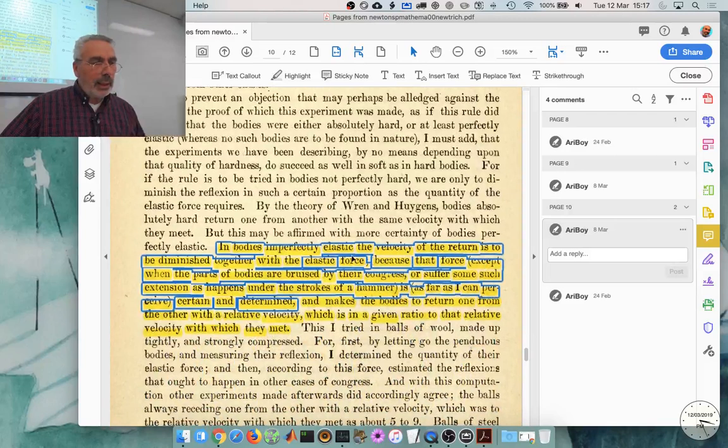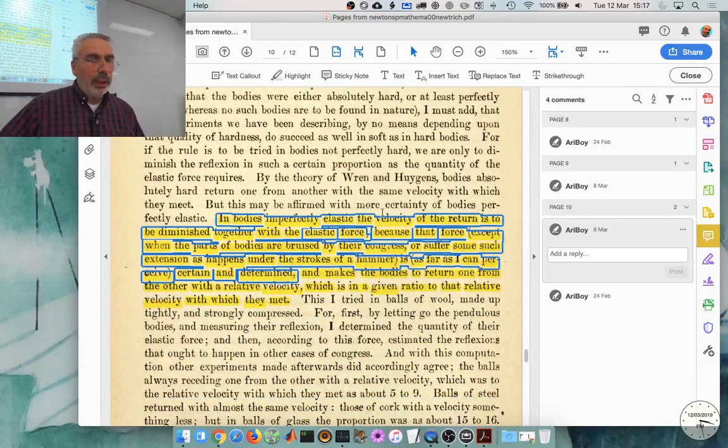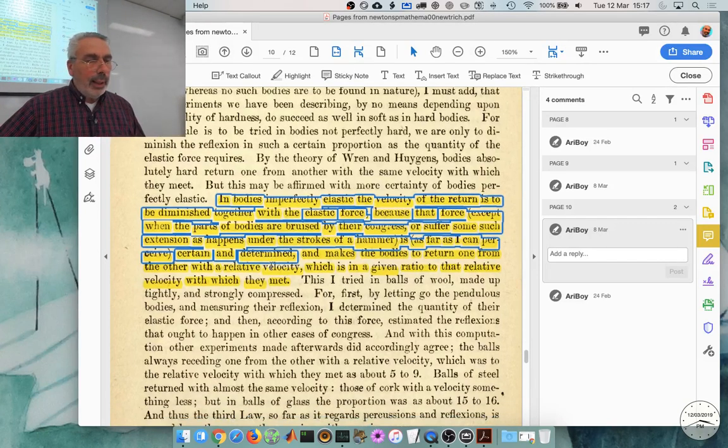And then he says, in bodies imperfectly elastic, the velocity of return is to be diminished by elastic forces, because that forces will suffer the extension, like a hammer, bang, bang. And then comes the most important statement, and makes the bodies to return one to the other with a relative velocity which is in a given ratio to the relative velocity in which they meet. And that is our glue.